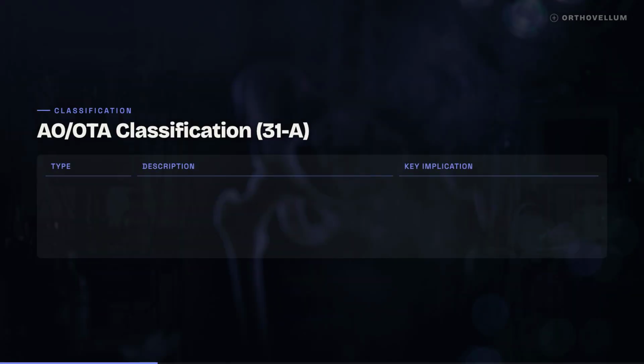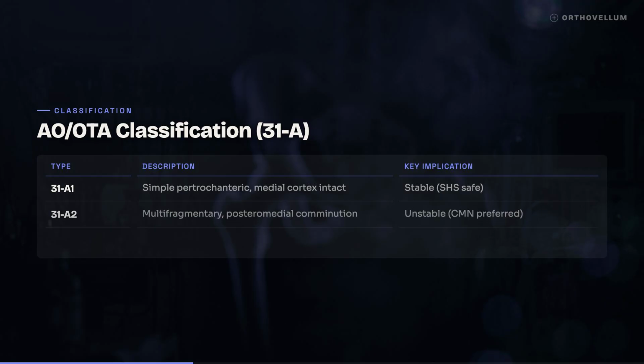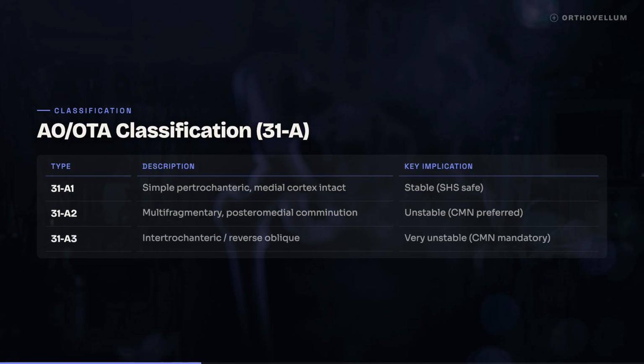The AO/OTA system mirrors the stability assessment under the 31A designation. Type 31A1 fractures are simple and stable, making them perfectly suited for a sliding hip screw. Type 31A2 fractures feature posteromedial comminution and are unstable, whilst type 31A3, which includes reverse oblique patterns, are highly unstable and mandate cephalomedullary nailing.